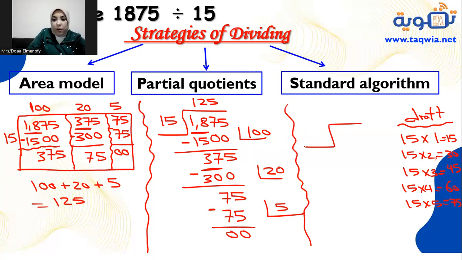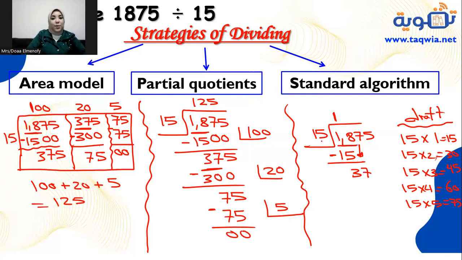So for the standard algorithm, we're going to make the same model. Here we're going to write the dividend, and here we're going to write the divisor, and we have to underline the first two digits. So 18 divided by 15. Here we're going to write 1 up, and we're going to write 15 and subtract. So here, 18 minus 15, 8 minus 5 equals 3. The next step, you have to bring down the next digit. So we're going to bring down 7.